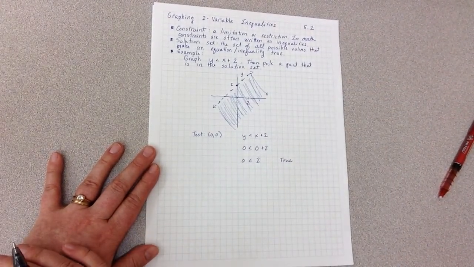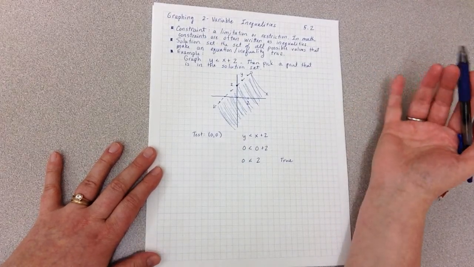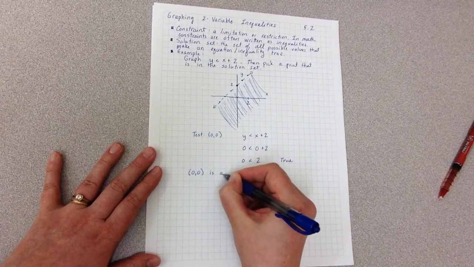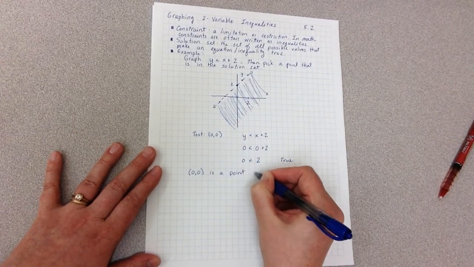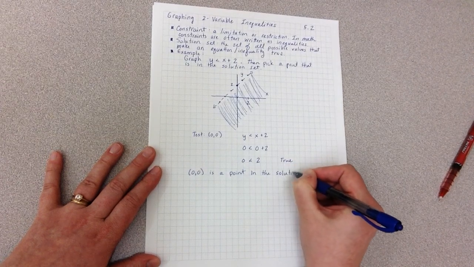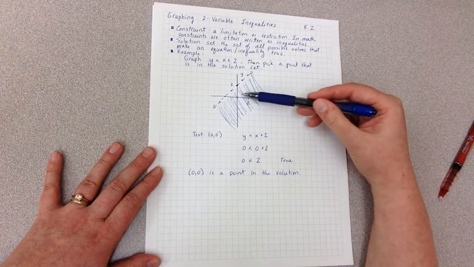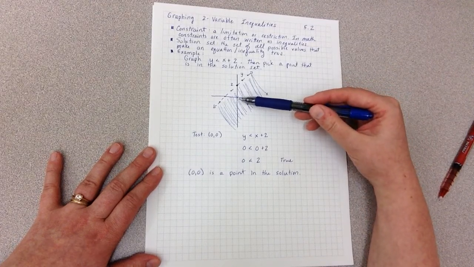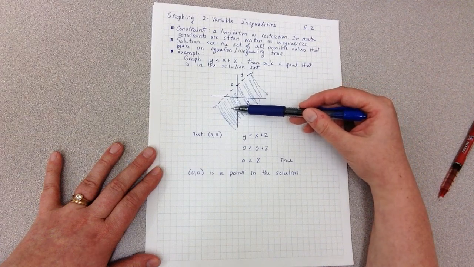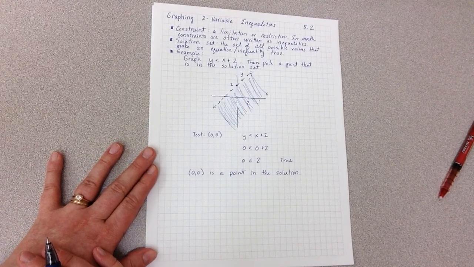So now, if I then have to pick a point that is in the solution set, I've already done that. I could say that 0, 0 is a point in the solution set. I could also pick any point that's in this shaded region. So over 2 up 1, over 3 up 2, over negative 1 down 2. Any of those points would satisfy the inequality.